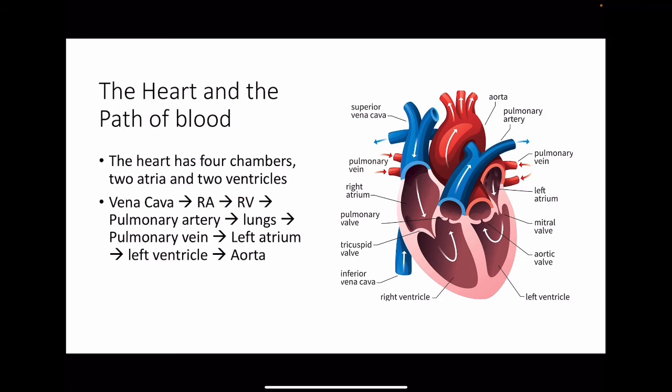The left ventricle is actually the most muscular part of the heart, and this kind of makes sense because its contraction is going to be the final push that blood gets as it travels from the heart out the aorta to the rest of the body. So the aorta is the largest artery in the body.